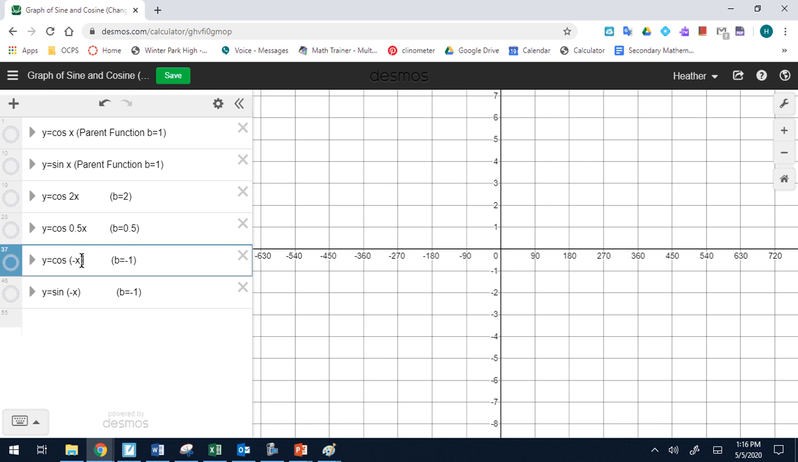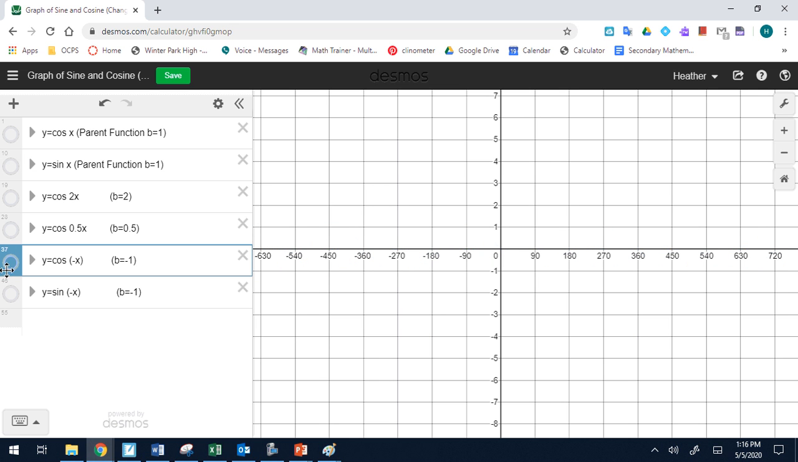Now, this time we've got cosine of -x. Watch what happens there. There's cosine of -x. Now, there's cosine of x. Those are the same. Look at what happens with sine of -x. There's sine of -x. Here's sine of x. See that that's a reflection?